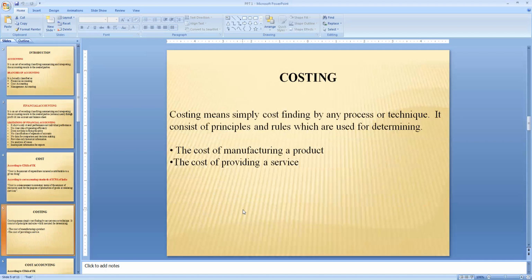And what do you mean by costing? Costing means simply cost finding by any process or technique. Costing and cost accounting are both terms often used interchangeably, but we can find a little difference between these two. Costing means cost finding by any process or technique, or the techniques and process of ascertaining the cost, or the methods and techniques applied to control and reduce the cost. So we can say very clearly that costing is nothing but the methods and techniques applied to control and to reduce the cost.